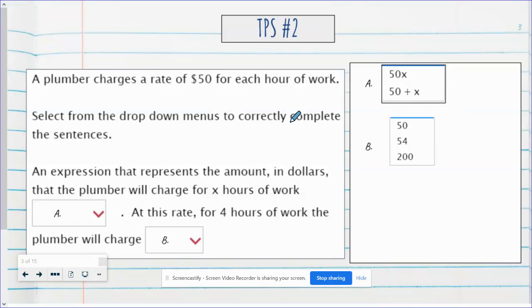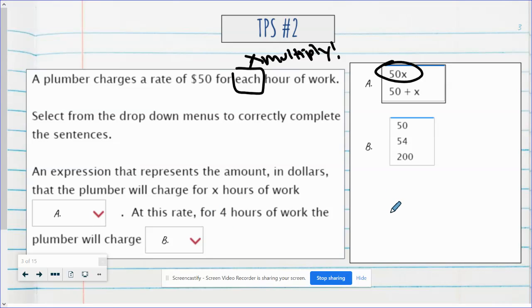A plumber charges a rate of $50 for each hour of work. Ooh, that word each means something. Select from the drop-down menu to correctly complete the sentences. An expression that represents the amount in dollars that the plumber will charge for X hours of work is, so let's look at A here. Would it be 50 times X or 50 plus X? Well, I see that word each, so that's going to mean to multiply. Because 50 for 1 hour, 50 for 2 hours, it would be 100. For 3 hours, it would be 150. So we're going to keep multiplying by 50 for each hour. So that is going to be 50x.